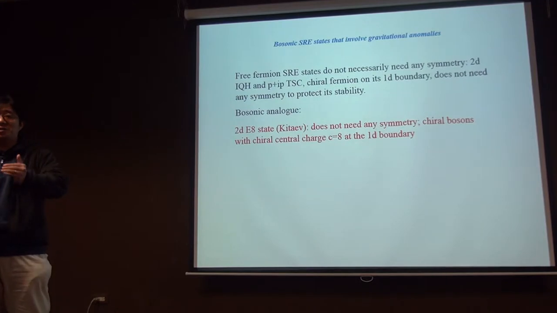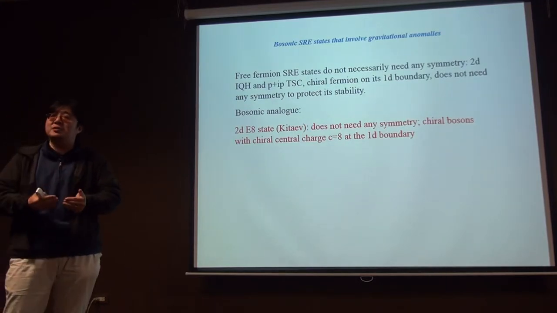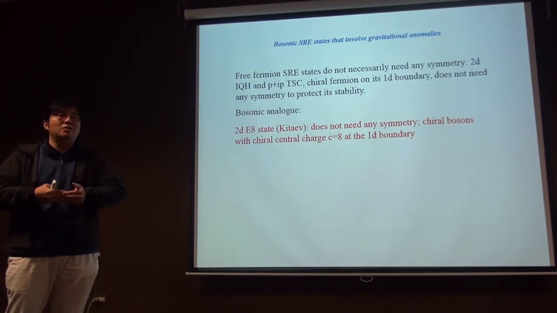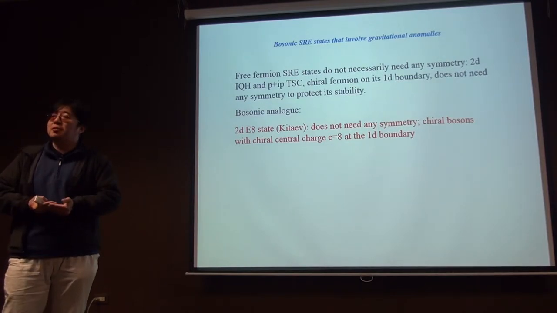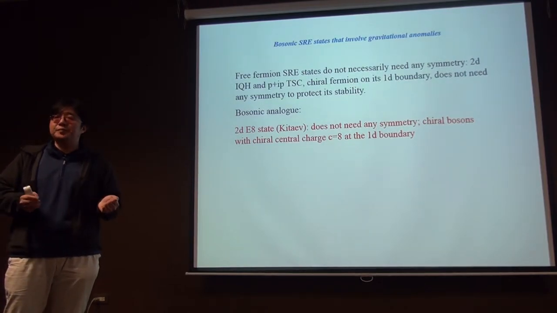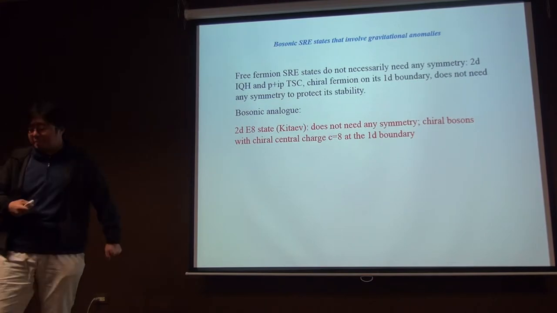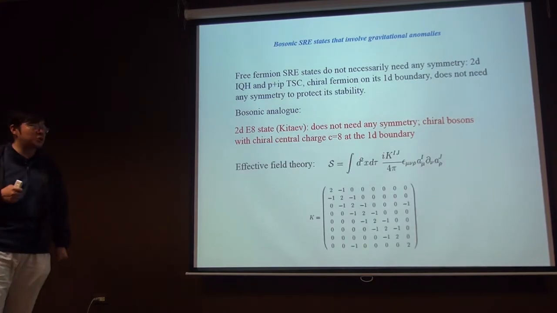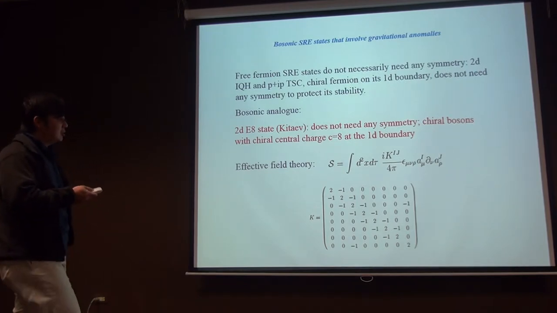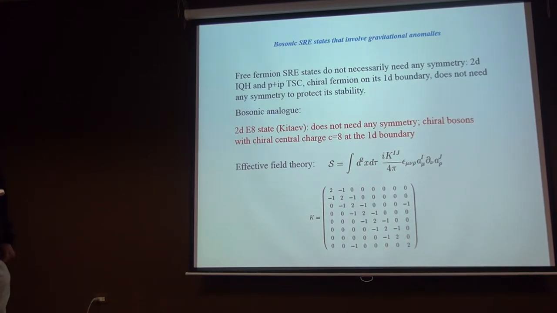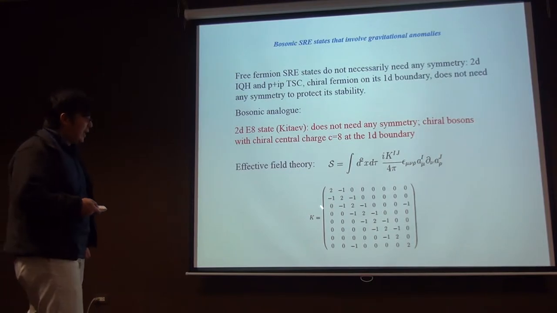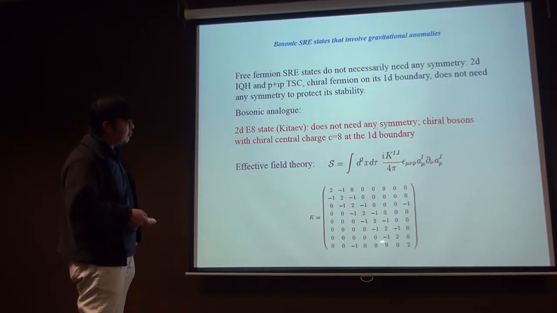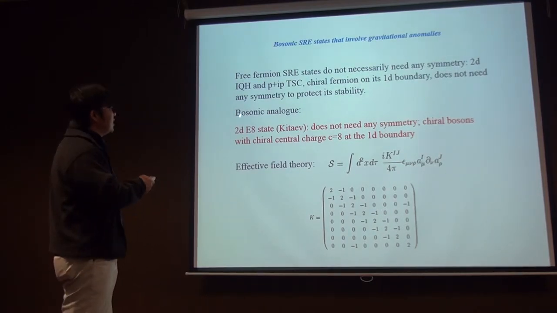If I want to find a system without any symmetry but with a gapless boundary, it means I need to find a system with a gravitational anomaly at the boundary, because I break all the symmetry. It turns out that in boson systems there is one state like that. This state is described by a 2+1 dimensional Chern-Simons theory with a K matrix, and the K matrix has to take a certain specific form to make sure all of this happens.